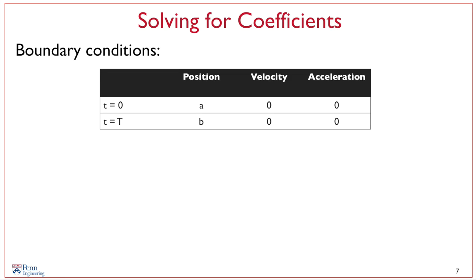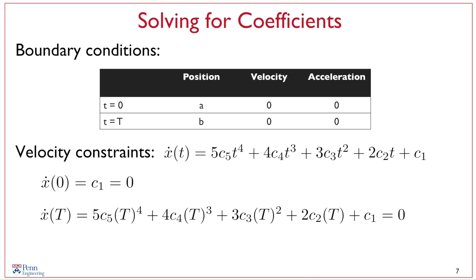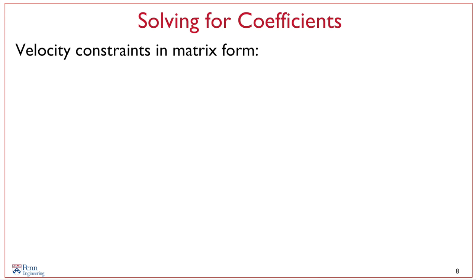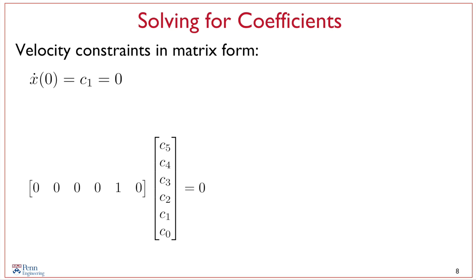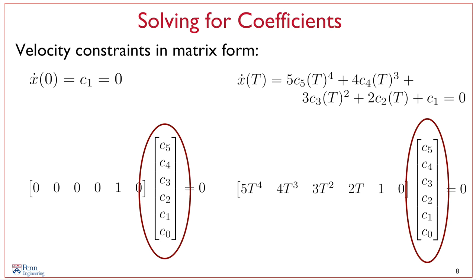Next, we consider the velocity constraints. We can find the function for the trajectory's velocity by differentiating the position function x of t. The conditions at t equals 0 and t equals big T give us the following constraints. As before, we can write the constraints in matrix form. We can write the constraint at t equals 0 in the following way. We can do the same for the constraint at t equals big T. Again, we see that the matrix containing the unknown coefficients remains the same in both these constraints.